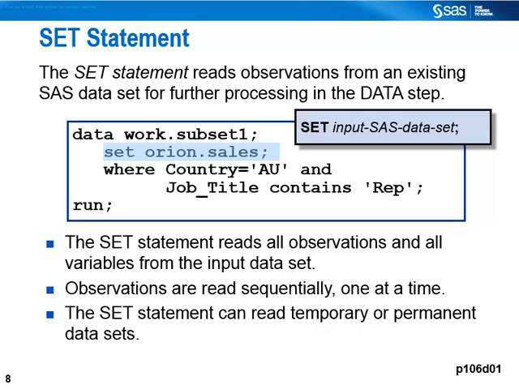The set statement reads from an existing SAS dataset. The dataset can be temporary or permanent. In this case, we want to read the permanent dataset, orion.sales. By default, every observation and every variable is read, which means observations are read sequentially.